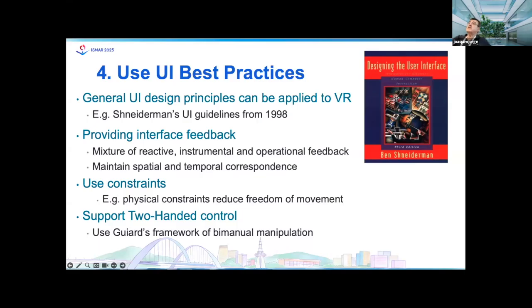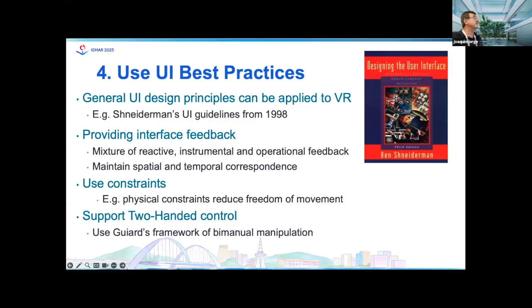It's sometimes difficult to apply user interface design best practices because you have to figure out the context in which they make sense or not. For instance, Ben Shneiderman's guidelines are focusing on desktop. If you want to apply them in virtual reality, some will work, some will not. And providing user interface feedback is good.